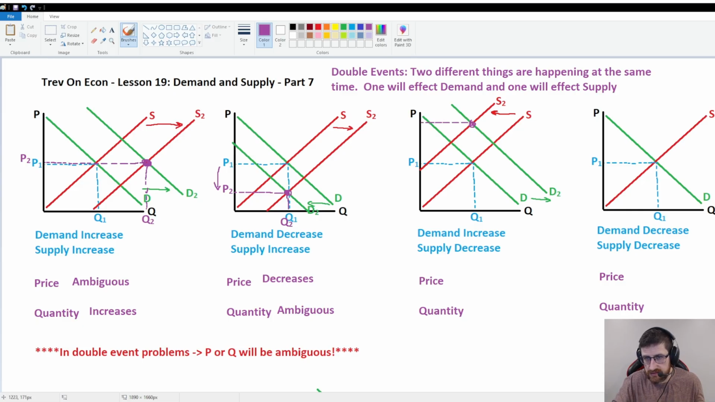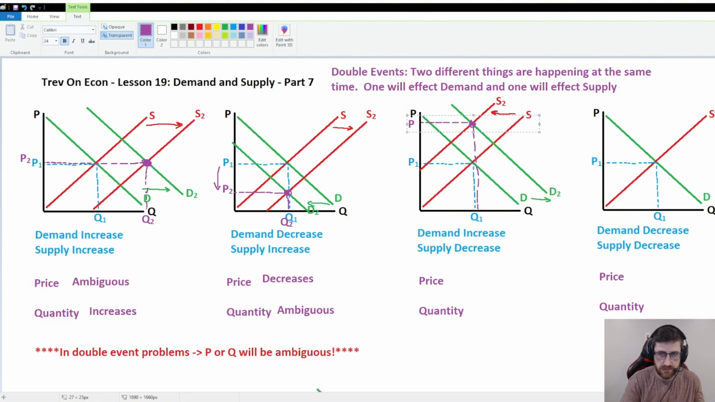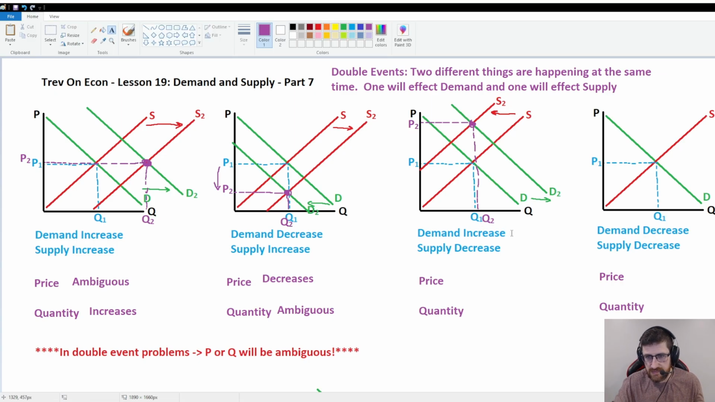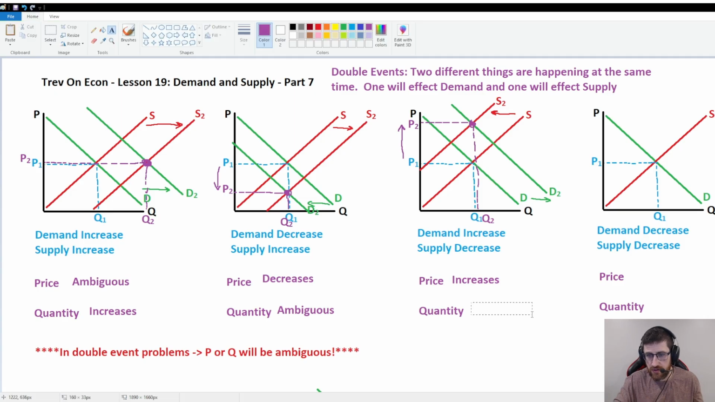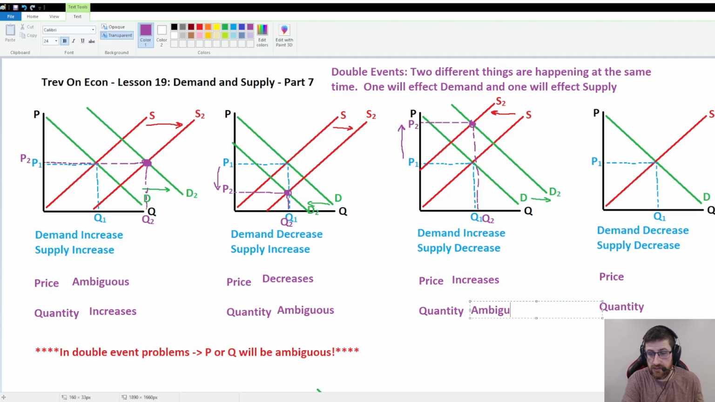Dot, dot. Again, my drawings are not perfect, but I can tell that P2 is up here. And Q2 is somewhere vaguely over here. All right. But again, we get into that same problem. P has clearly increased. Q, it's hard to say. So because it's hard to say, we know for sure that price increases. And if I don't know too much about quantity, I again use that word ambiguous. Right?